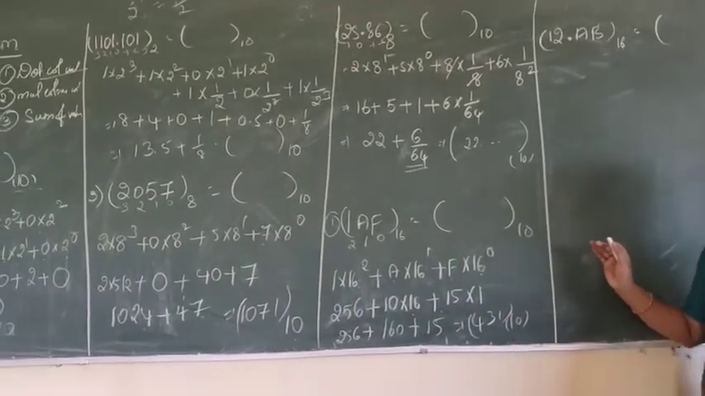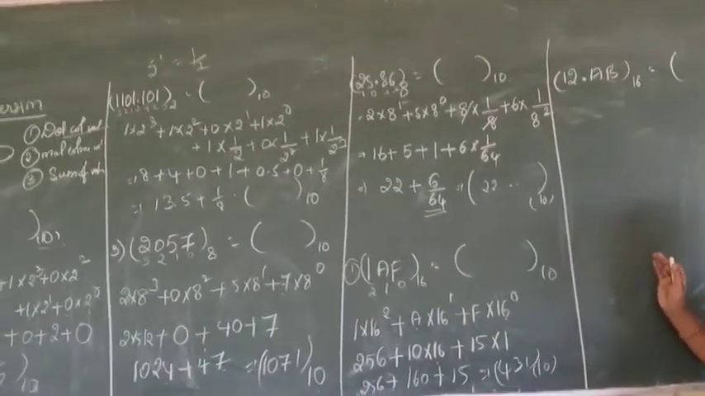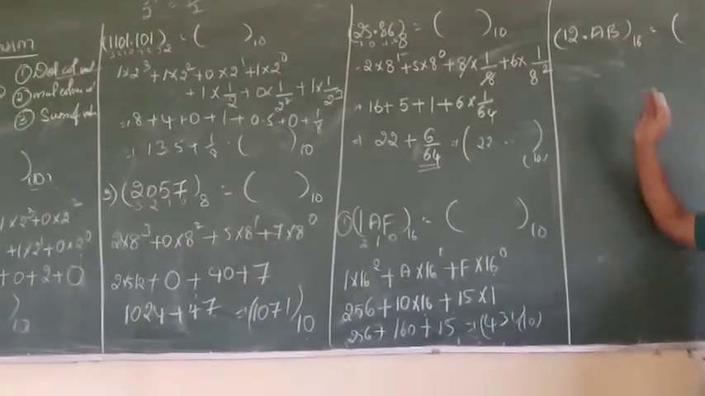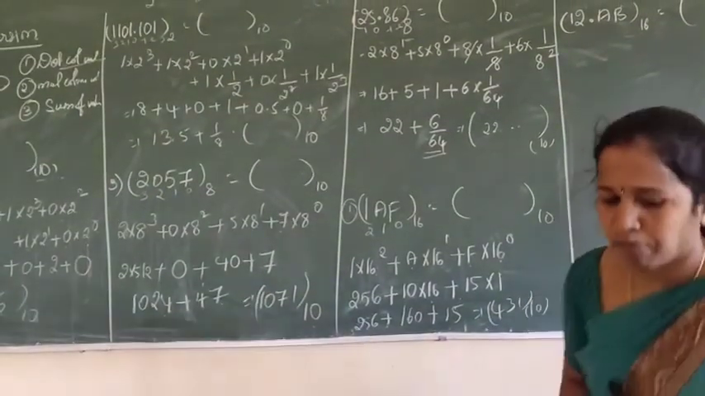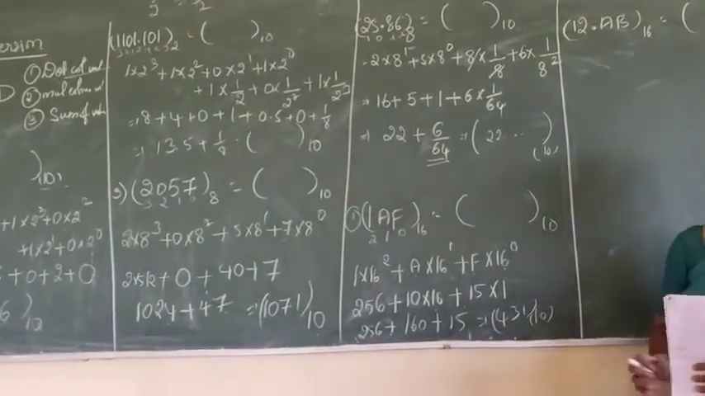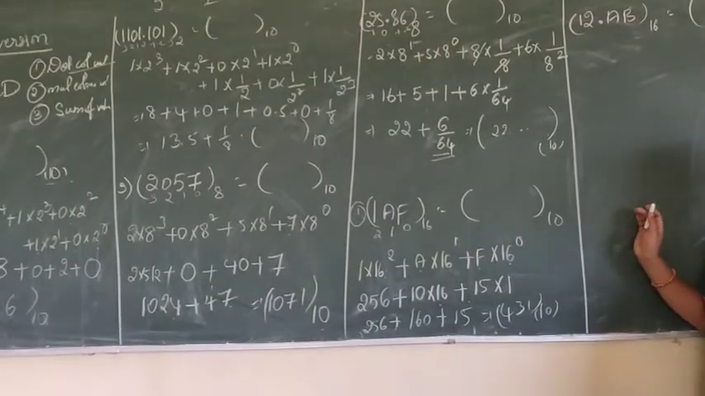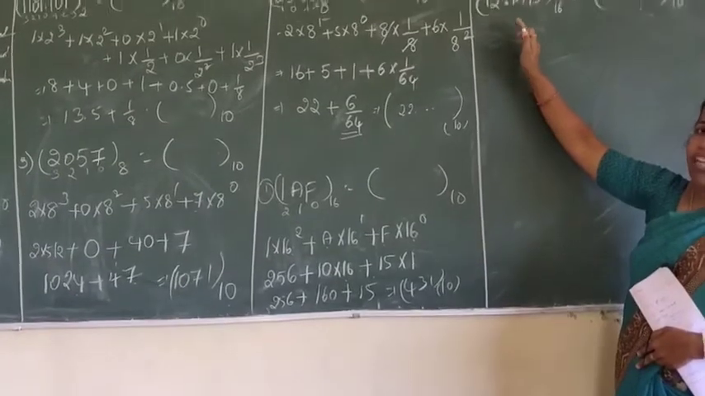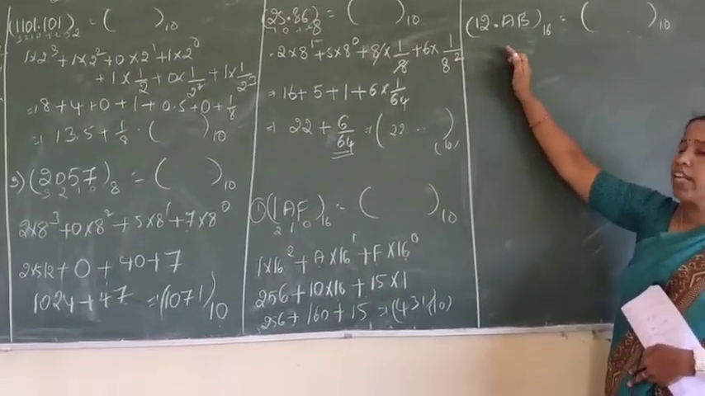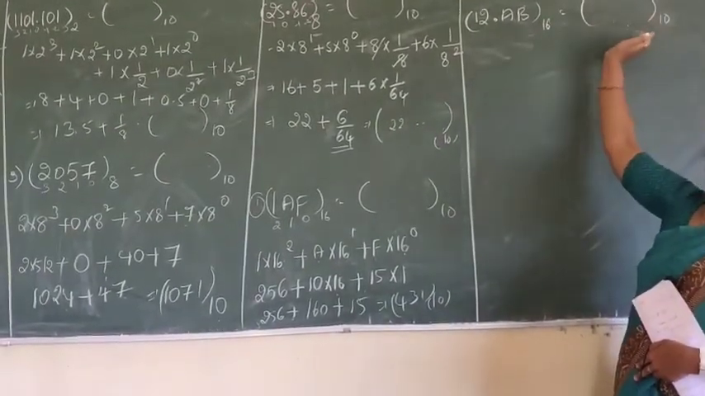Now when you are coming here, hexadecimal along with what? The integer part as well as the fractional part. So now in this case, hexadecimal value along with the integer part and fractional part has to be converted into decimal.